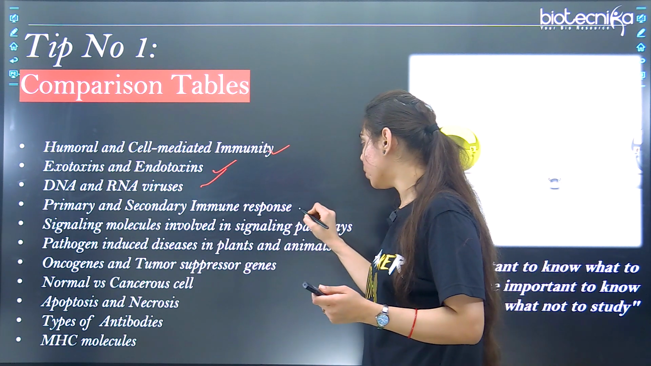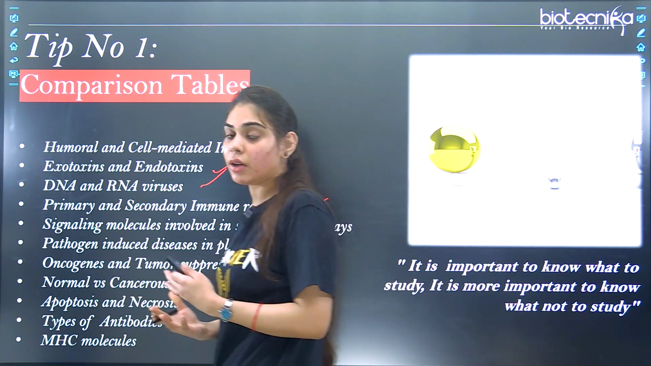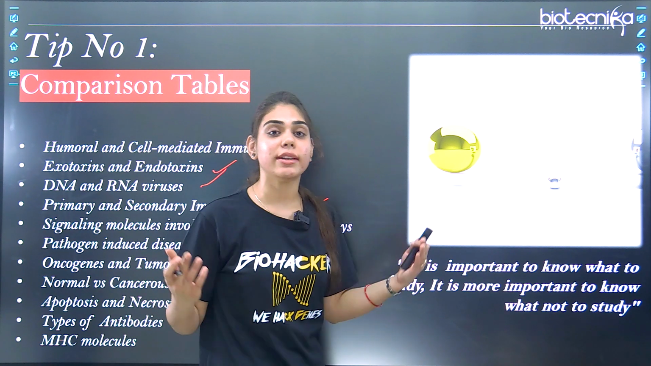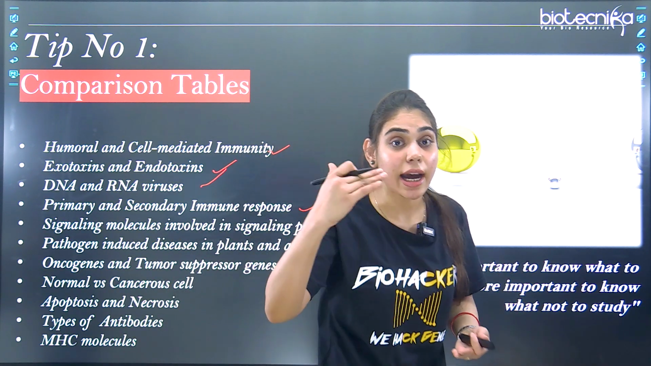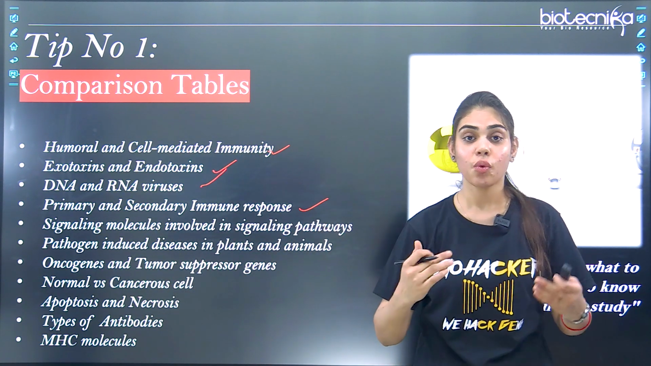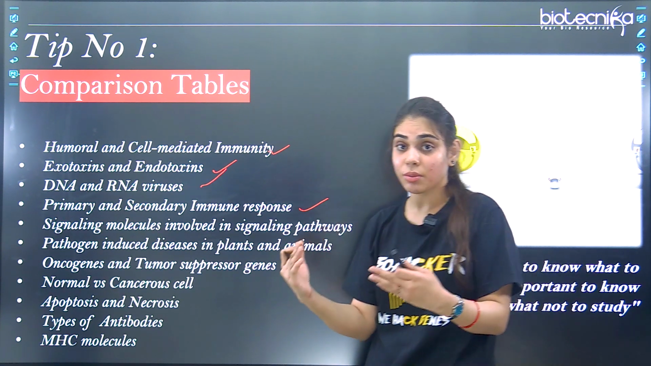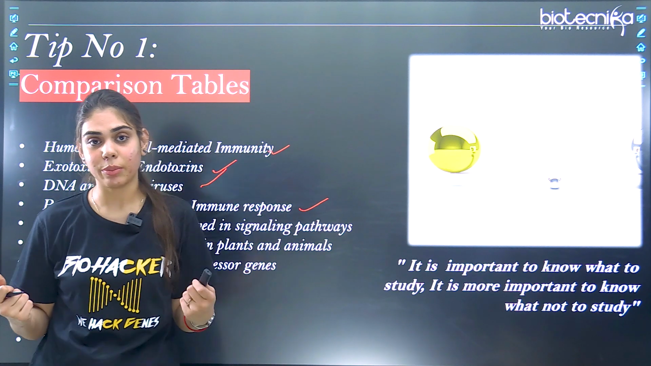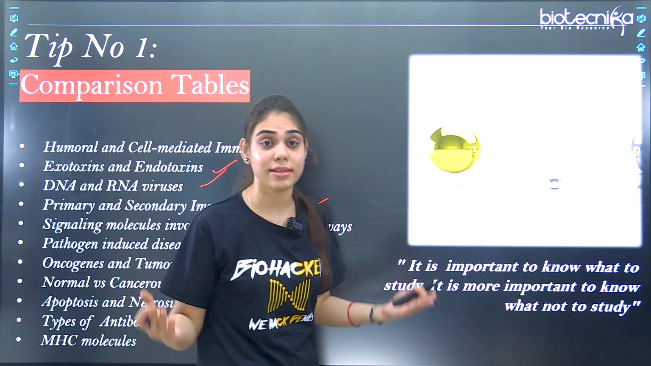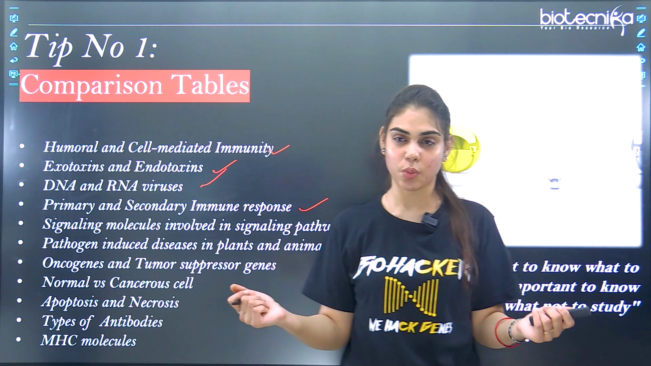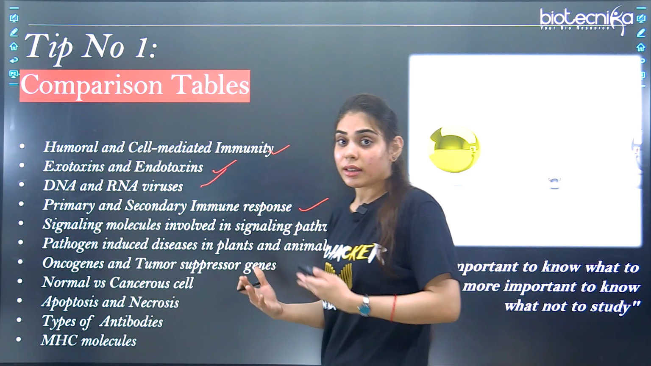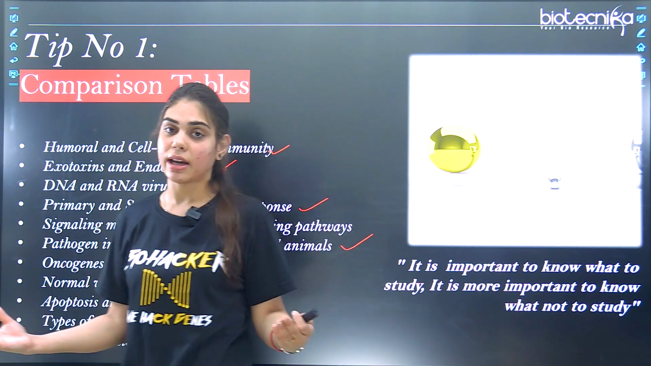You can also do a comparative study of the primary as well as secondary immune response. What is the name of the antibody that gets heightened at the time of primary response? What is the antibody responsible for the secondary immune response? What is the lag phase in the primary response? What is the lag phase in the secondary immune response? You can also learn about the pathogens that cause diseases in plants as well as animals.